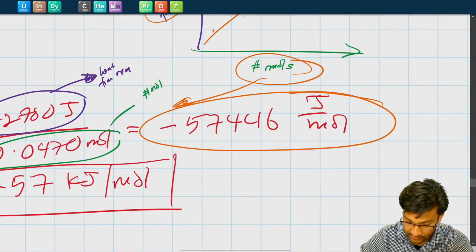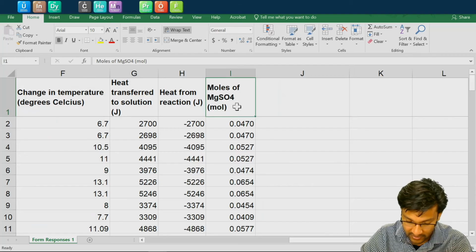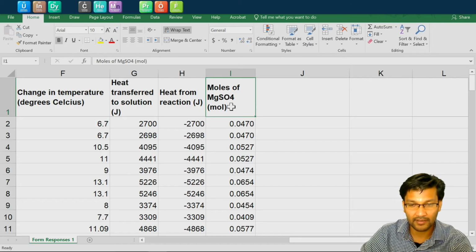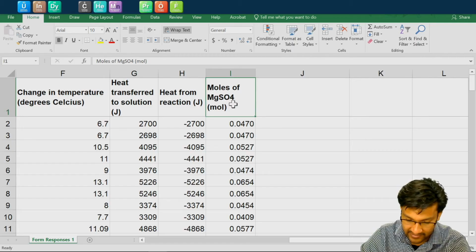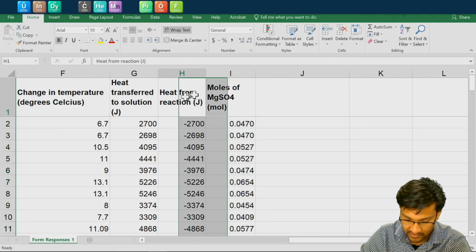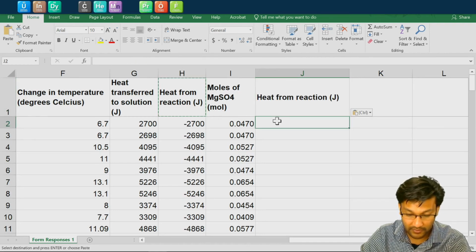So let's do that. On the x-axis, we should have number of moles. On the y-axis, we should have heat from reaction. Remember, when we plot, the first column becomes the x-axis and the second column becomes the y-axis. So what I want to do is switch these around. I'll just grab there, and actually I'll just copy this over here. I'll have to redo the formula, right?